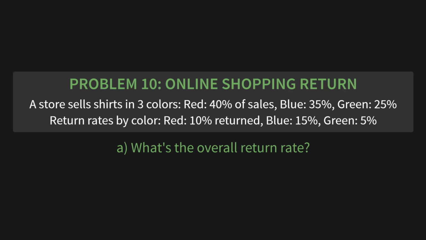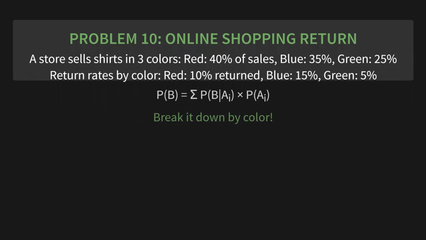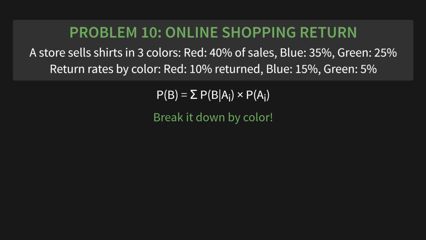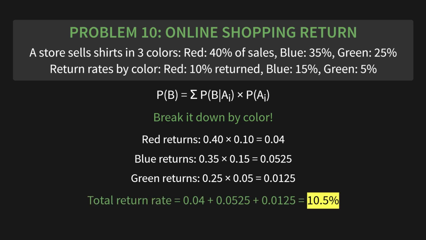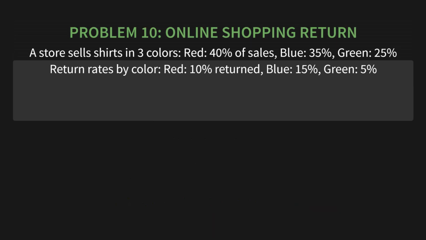So first question, what's the overall return rate for the store? This is the law of total probability in action. We need to consider each color's contribution to the total returns. Think about it like this. Red shirts are 40% of sales, and 10% of those get returned. Blue shirts are 35% of sales, but 15% come back. Green shirts are only 25% of sales, and they have the lowest return rate at 5%. When we calculate each color's contribution and add them all up, we get 10.5% overall return rate. Not too bad.